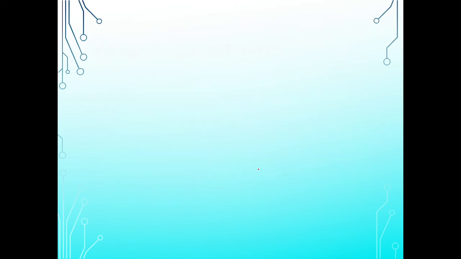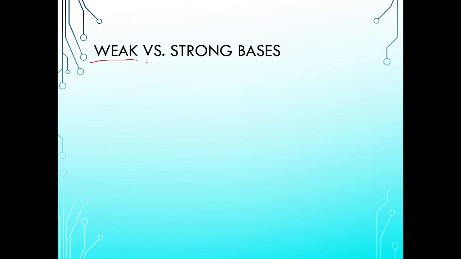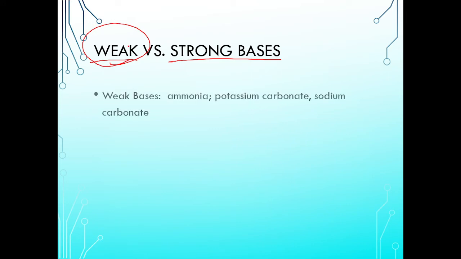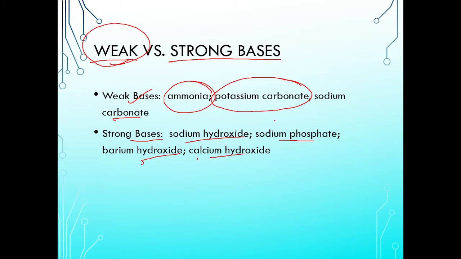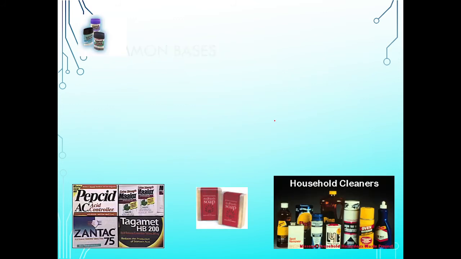This is clear, right? Then again, there are weak acids and strong acids, weak bases and strong bases. So what are weak bases? Those bases which ionize incompletely, and strong bases are those which ionize completely. So you can find weak bases such as ammonia, potassium carbonate and sodium carbonate. Then strong bases are sodium hydroxide, sodium phosphate, barium hydroxide and calcium hydroxide. So we have seen all these examples in our session.